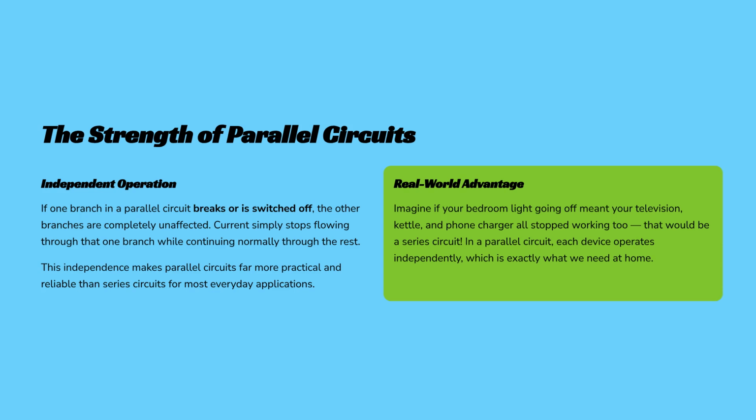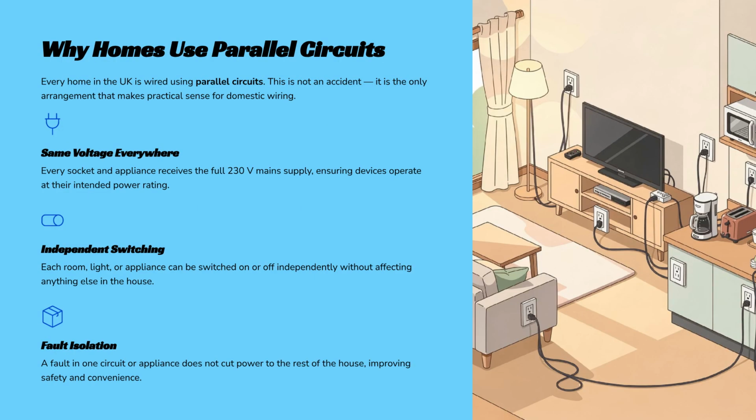If one branch is switched off or broken, the others remain completely unaffected. This reliability is why we use parallel wiring in our homes. Ultimately, domestic wiring relies on parallel circuits to ensure every device receives the correct voltage, functions independently, and remains isolated from faults in other parts of the home.